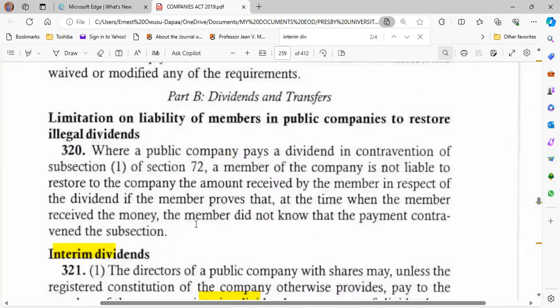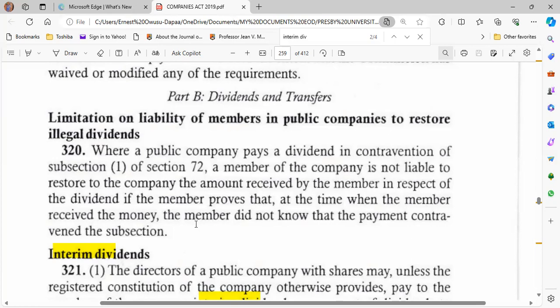Part B applies to public companies, not private companies, remember? That is why the sectional subheading is limitation on liability of members in public company to restore illegal dividends.